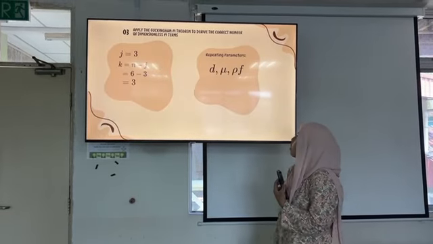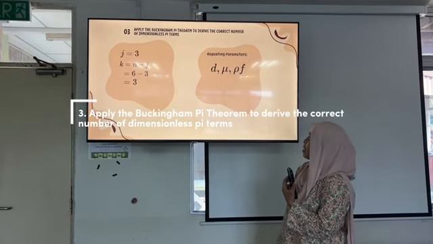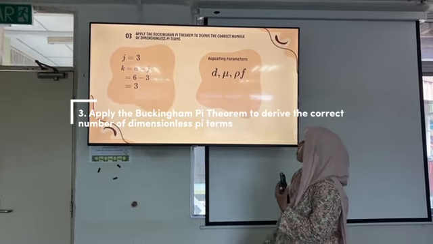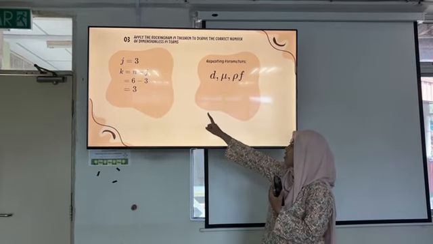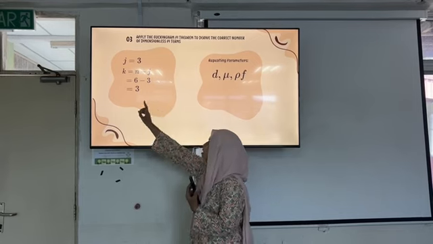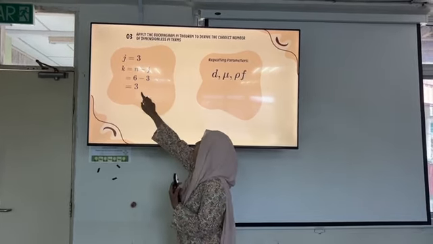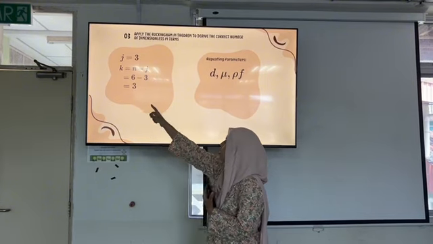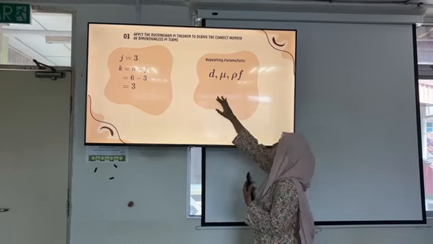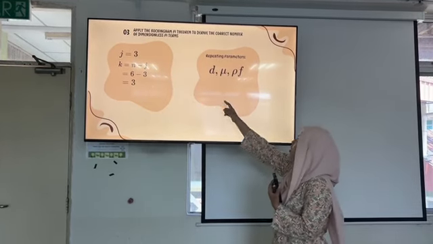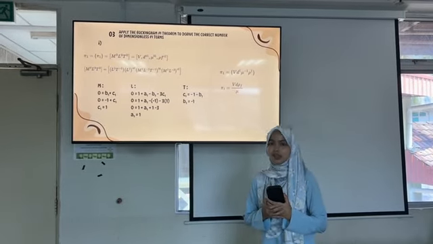Next, here we apply the Buckingham-Pi theorem to derive the correct number. So j is m, t and l. We can calculate k using the seed sample and j, which is 6 minus 3 equals 3. So we have 3 pi terms here. For the repeating parameters, we choose d, mu and rho f. So let's move on to the next question.